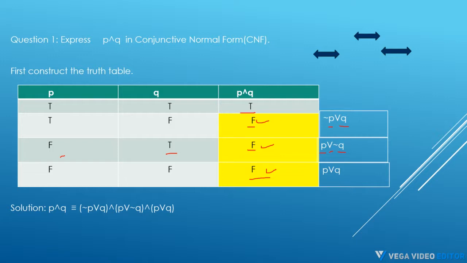And we have P or Q is false if and only if P is false and Q is false. So the solution will be: write P and Q is the same as, and use this sign, (not P or Q) and (P or not Q) and (P or Q), and there you have the solution.